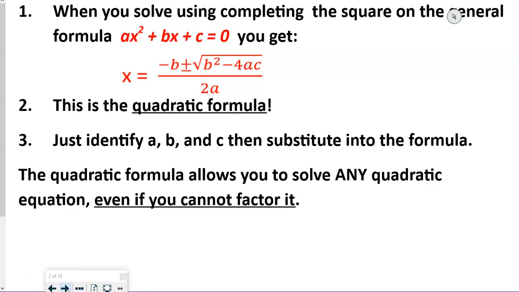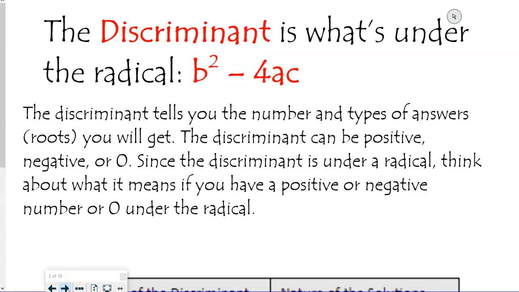You pull the a from the coefficient of x squared, you pull the b from the coefficient of x, and you pull the c from the constant. Then you plug those into the quadratic formula. And you can solve any quadratic equation, even if you cannot factor it, with this formula. So that's what we're going to do first. And we're going to talk about what we do with this.